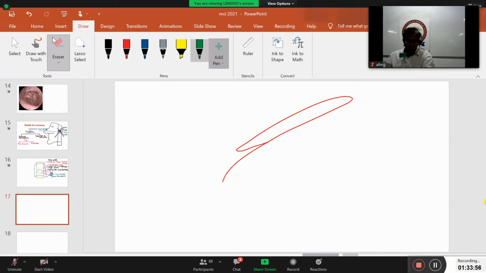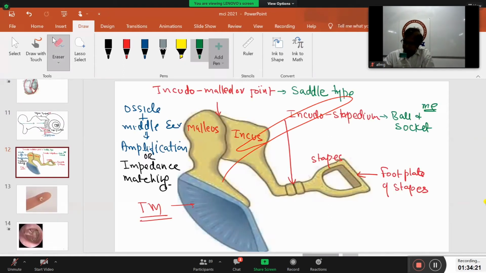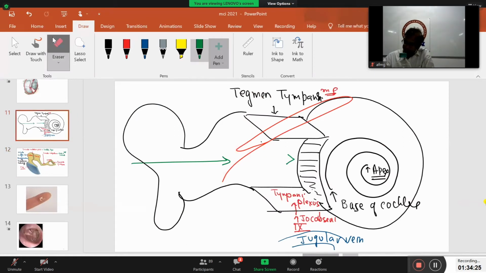Retraction. When the Eustachian tube gets blocked, then either there is a problem in the drainage or in the balancing of the pressure. And when there is a problem in the drainage, it causes otitis media. If it is a balancing problem, it is either barotrauma or retraction of the tympanic membrane. Now, for explaining the retraction, I will use this diagram.